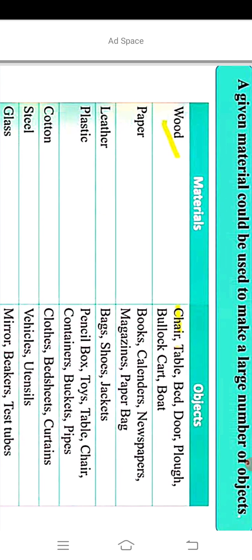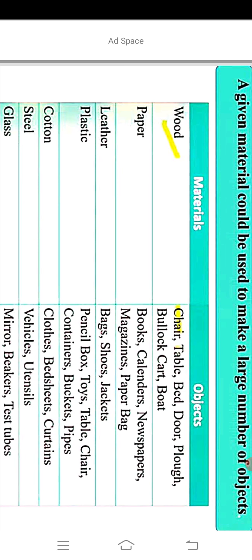Similarly, paper. Paper is used for the making of books, calendars, newspaper, magazines, paperbacks, many things. Okay. Leather. Leather is used for the formation of bags, shoes, jackets. Plastic. Plastic is used for the formation of pencil box, toys, table, chair, containers, buckets, pipes, etc. Cotton. Cotton is used for making clothes, bed sheets, curtains.